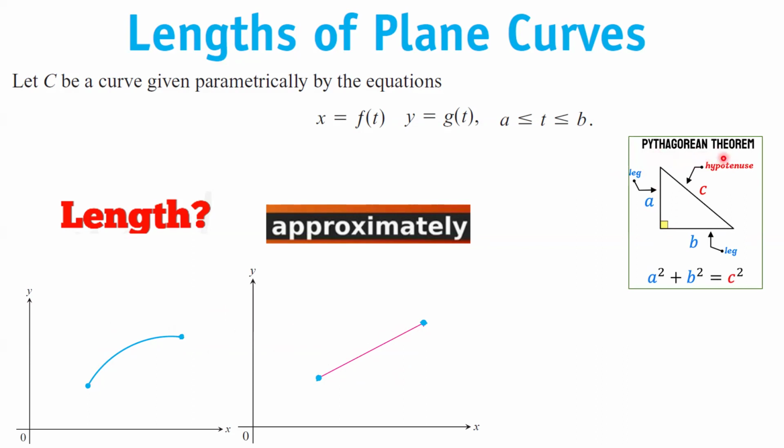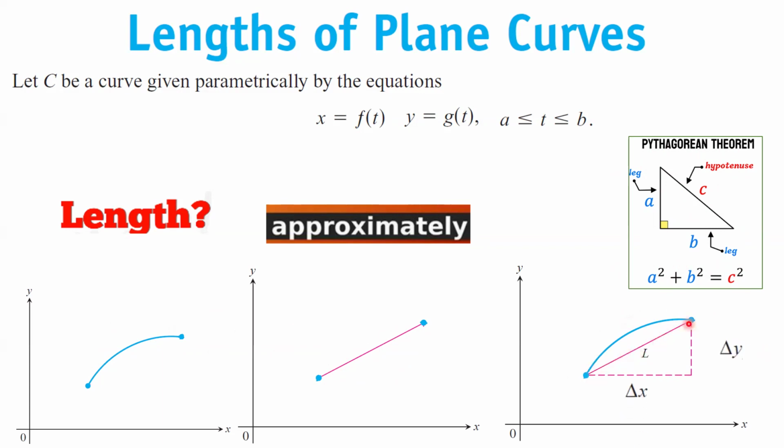How? We're going to use the Pythagorean theorem. The Pythagorean theorem says if you have a right triangle and you have the measurement of 2 legs, you can easily calculate the hypotenuse. How? a squared plus b squared is equal to c squared, or in other terms, c is the square root of a squared plus b squared. So basically, to approximate the length of the blue curve here, you can calculate the length of this line segment using delta x and delta y and the Pythagorean theorem and have a nice approximation here.